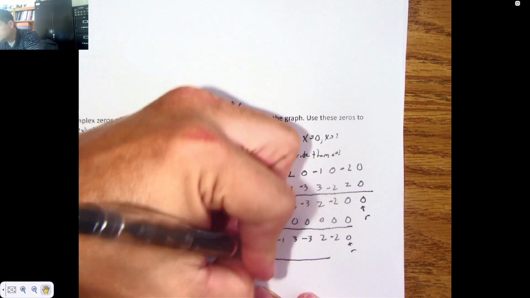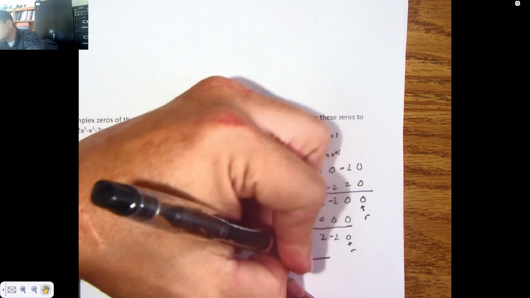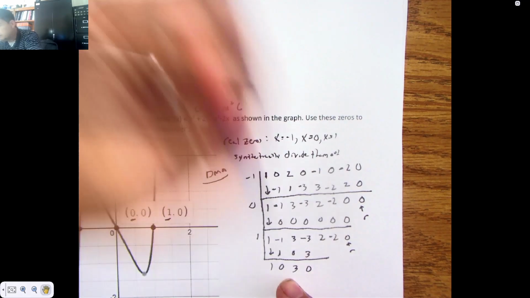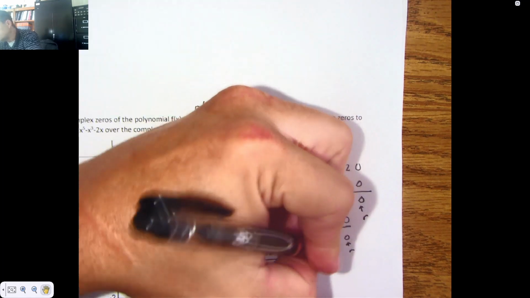And I continue the process again, this time with a 1. So I drop, I multiply, and I add. I multiply, and I add. And there's my remainder again.